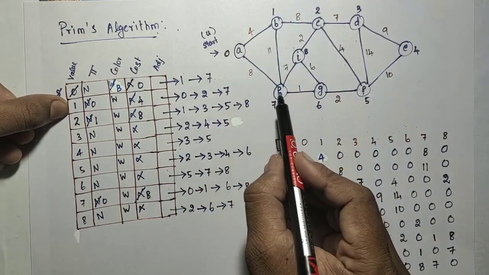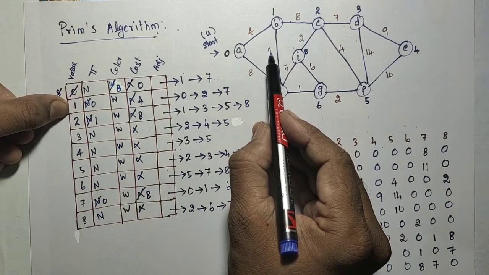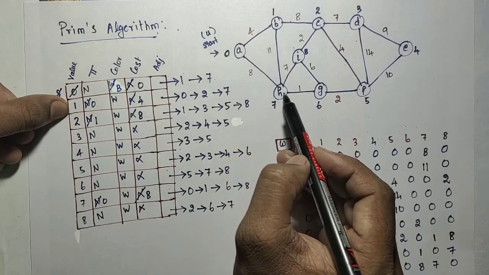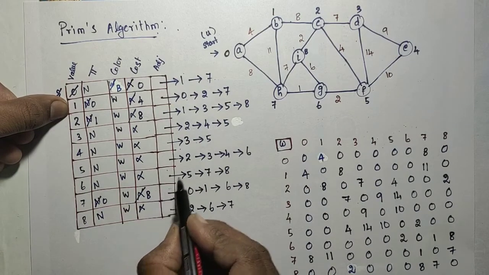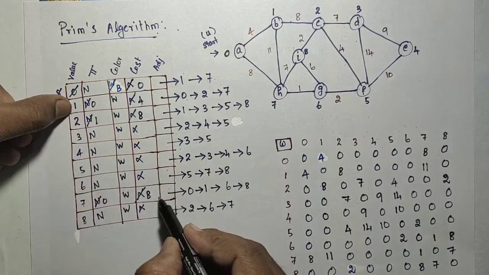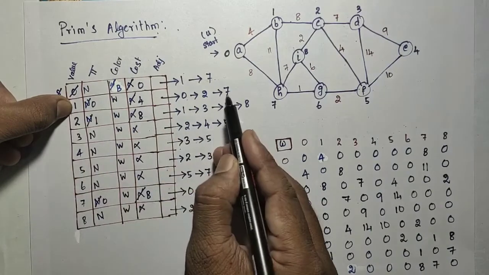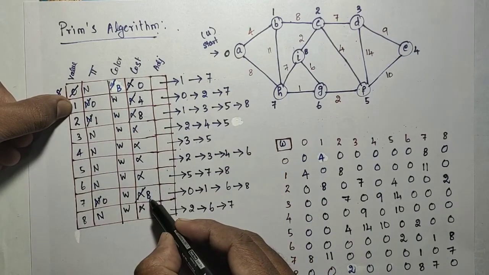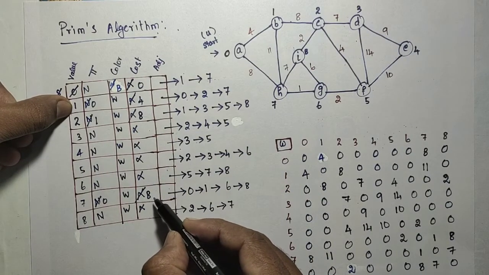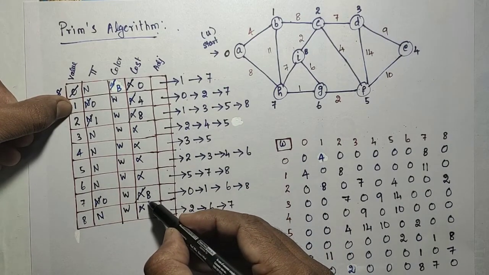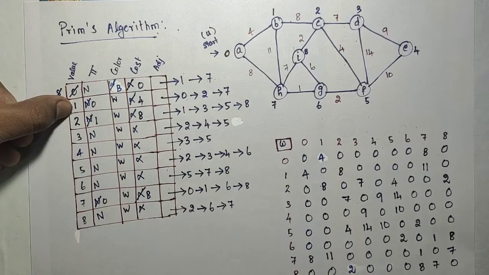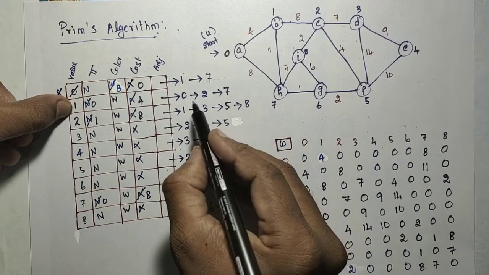1 to 7, the cost is 11. The existing cost is 8. The updation is needed only if the 1 to 7 cost is less than the existing cost 8. Now that updation is not needed, because the existing cost itself is the lesser value. So no need of updating 7.